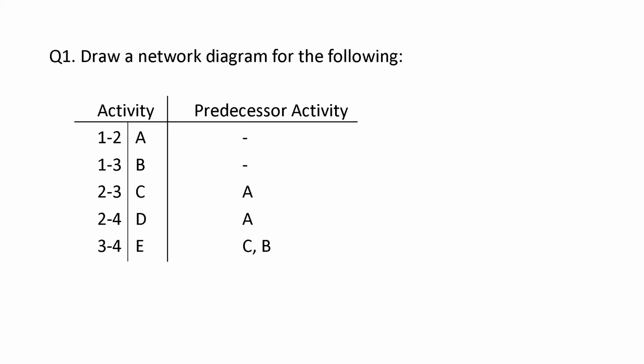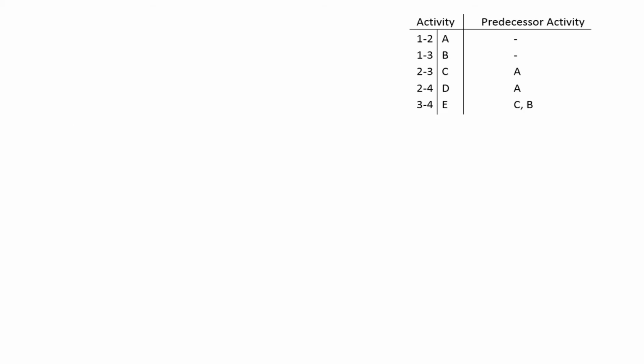Here is a question for you. Draw a network diagram for the following. Activities are given and predecessor activities are also given. Activities 1 to 2 is A, 1 to 3 is B, 2 to 3 is C, 2 to 4 is D, 3 to 4 is E. And for activity C, A is a predecessor. For D, again A is a predecessor. And for E, C and B are the predecessors.